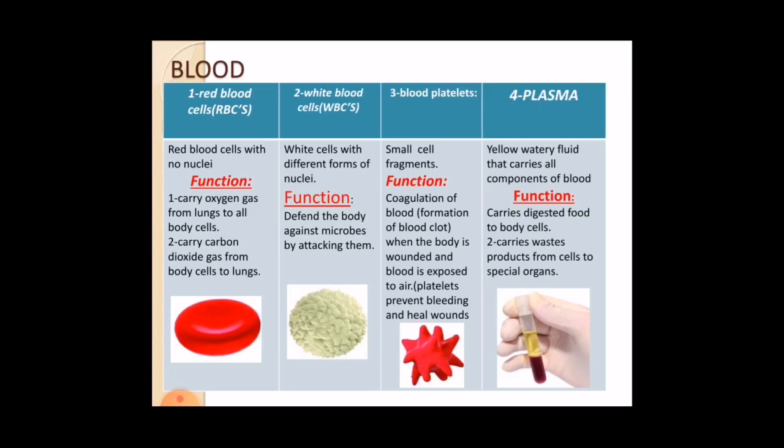Number 4, plasma. Plasma is a yellow watery fluid that carries all the components of blood. What is the function of plasma? It carries digested food to the body cells and carries wastes formed inside the cells to special organs to get rid of them.